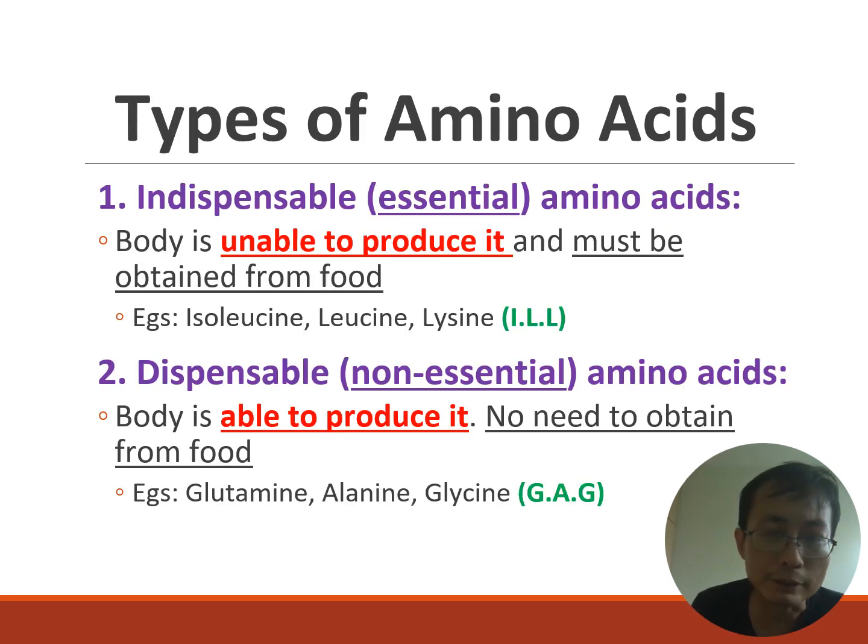Now, the different types of amino acids: basically there are two main categories. The first one is your essential amino acids that your body cannot produce and must be obtained from food. These are very important nutrients that you need to obtain from your food. And the other type is the non-essential amino acids, which your body is able to produce. So they are not so important. You do not need to obtain them from the food.